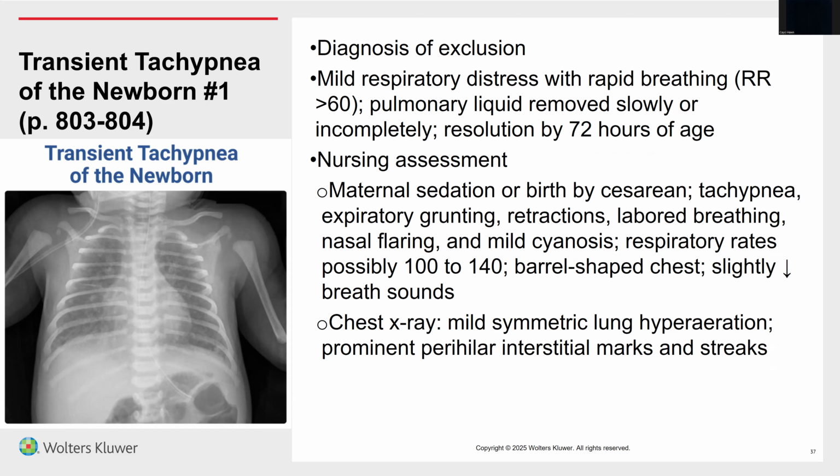Their respiratory rates can get up to 100 to 140 breaths per minute. And during this time, their little chest may become a little barrel shaped until resolution occurs. Their breath sounds may sound slightly decreased or even wet and crackly sounding. On x-ray, you're going to see mild symmetric lung hyperaeration and prominent perihilar interstitial markings and streaks.